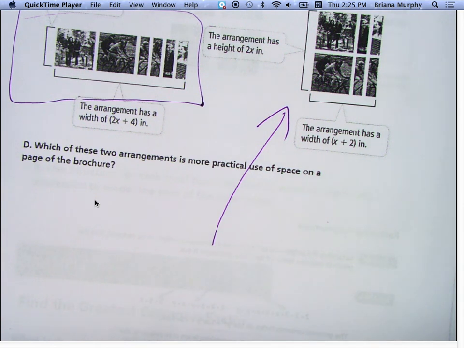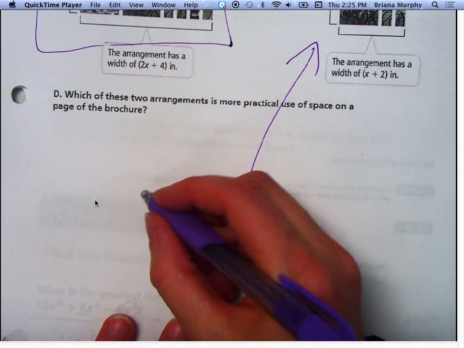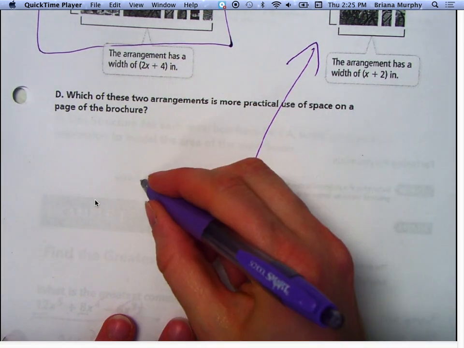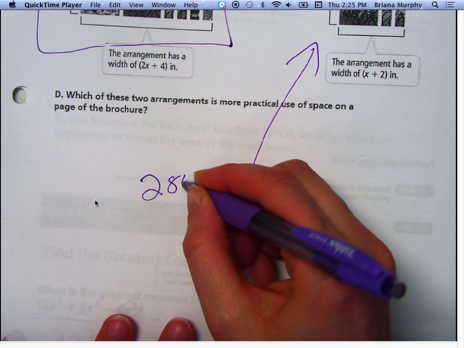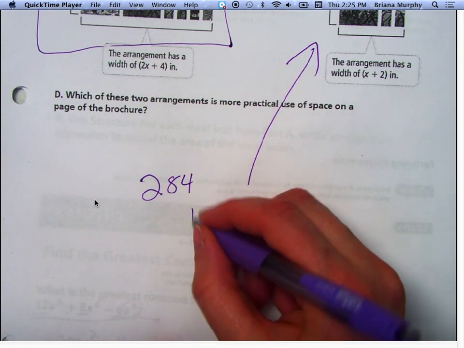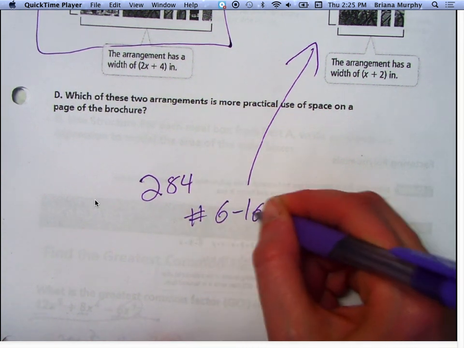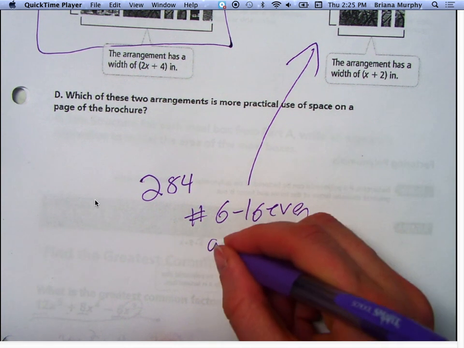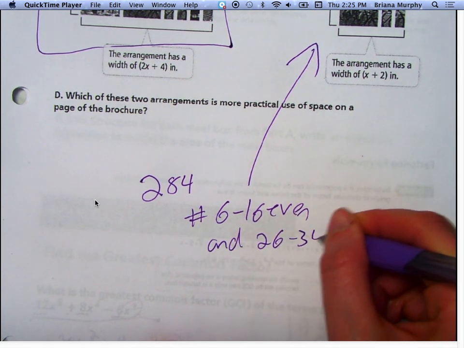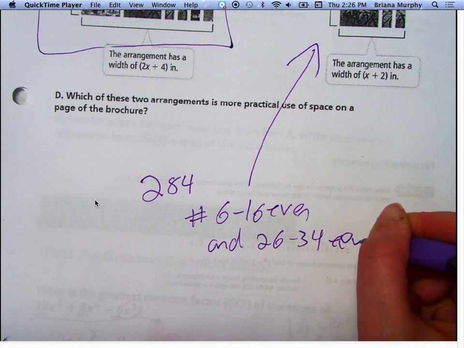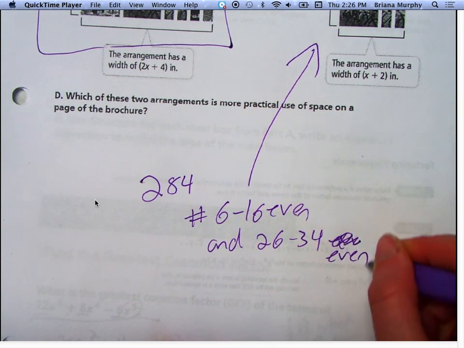So, your homework is very close to these. Okay? Everybody should be fine doing them. You have your homework, and I'm going to put it on the video just to make sure. I put it all kinds of places: on the board, on PowerSchool, now I'm putting it here. Page 284, numbers 6 through 16 even, and 26 through 34 even. Okay?